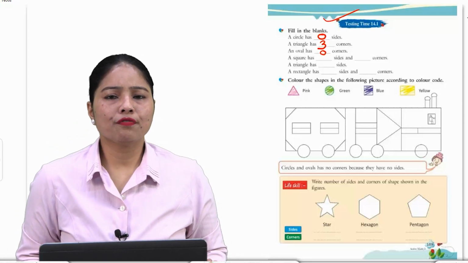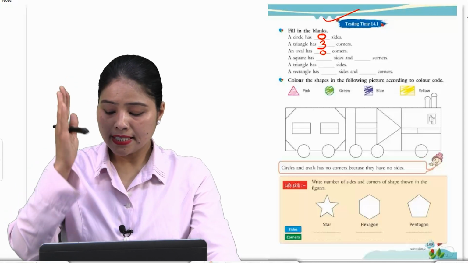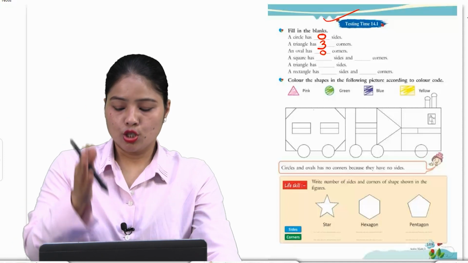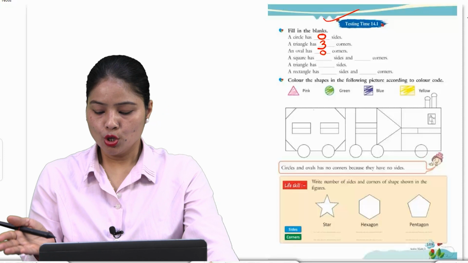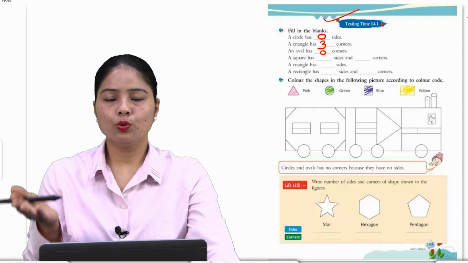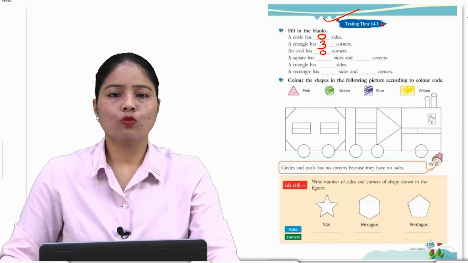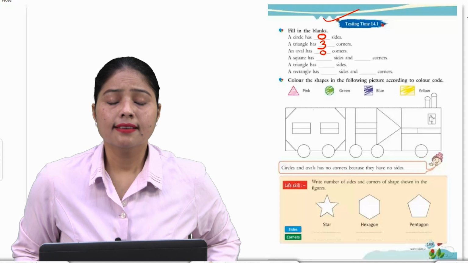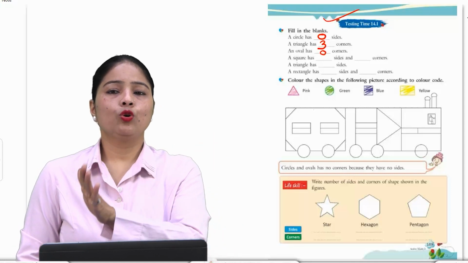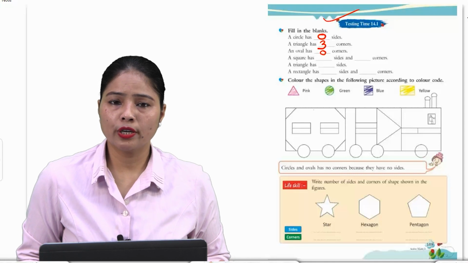Write number of sides and corners of shapes shown in the figure. So beta, this is how you just fill it. जो triangle है, triangle को pink, then green with circle को green, then blue and so on. Okay. So circle and ovals has no corners because they have no sides. Circle, oval की कोई भी sides नहीं होती क्योंकि उनका कोई भी corner नहीं होता. Okay, I hope you understood well.